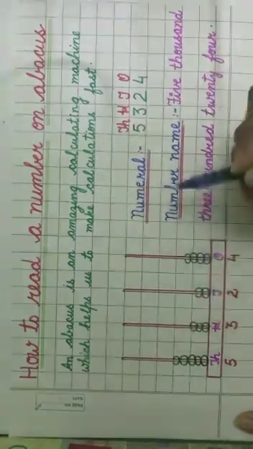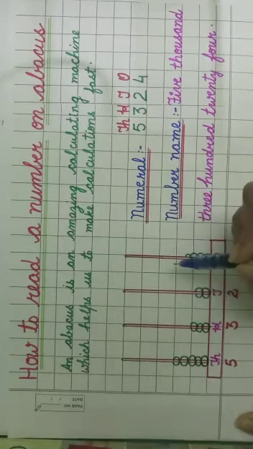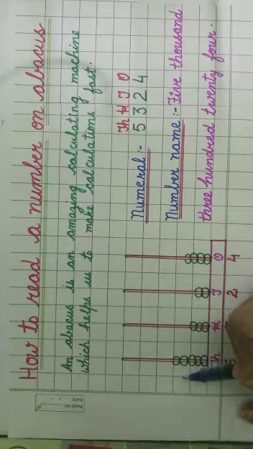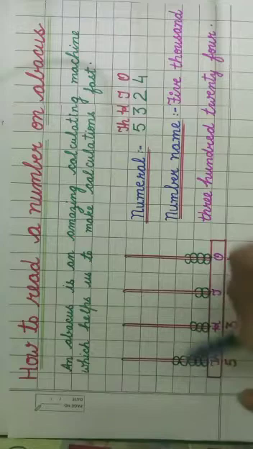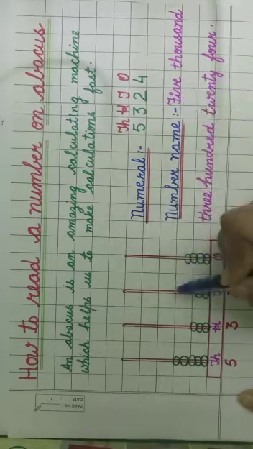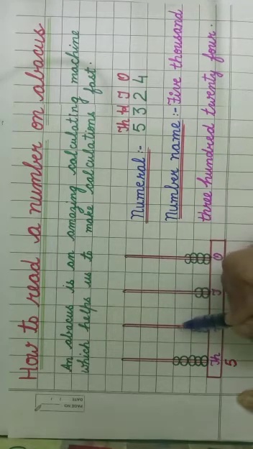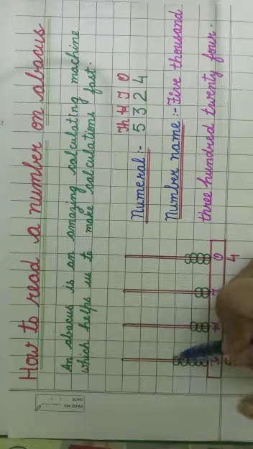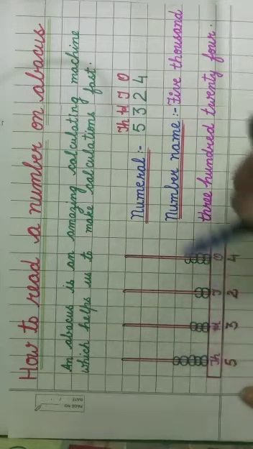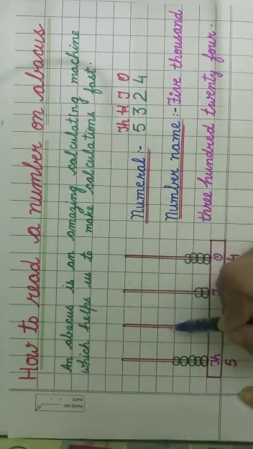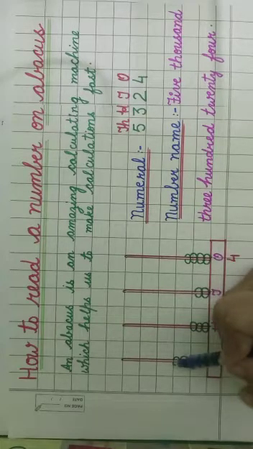Now, in an abacus showing 4-digit numbers, there are 4 spikes. The first spike from the right hand side shows ones place. Second spike shows tens place. Third spike shows hundreds place. And fourth shows thousands place. Is it clear beta? First spike shows ones place. Second tens. Third hundreds. And fourth thousands.